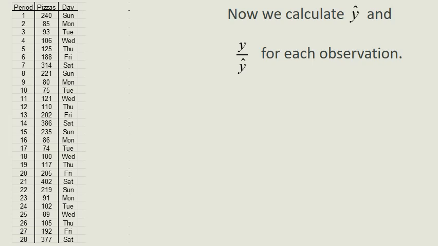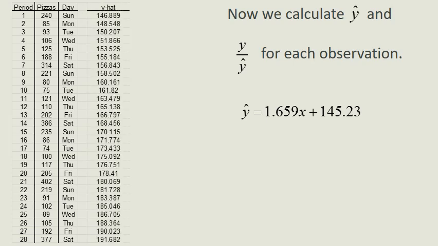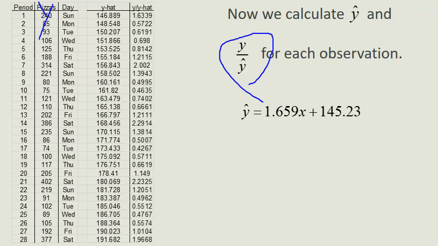Next, we're going to calculate y hat for each data point. Here is the best fit line equation from the previous slide. Just remember that x is the time period starting at x equals 1. So here are the y hat values for each point. Next, we need to calculate y over y hat. In time series notation, y refers to the data, which is pizza sales in this example. So pizza sales divided by y hat gives us these numbers.